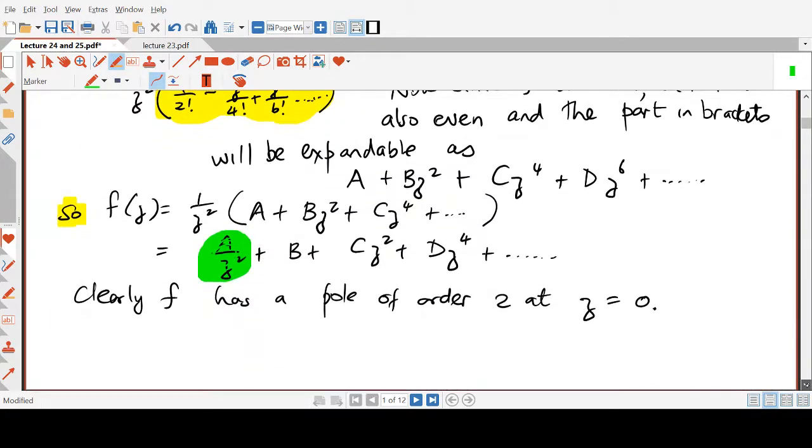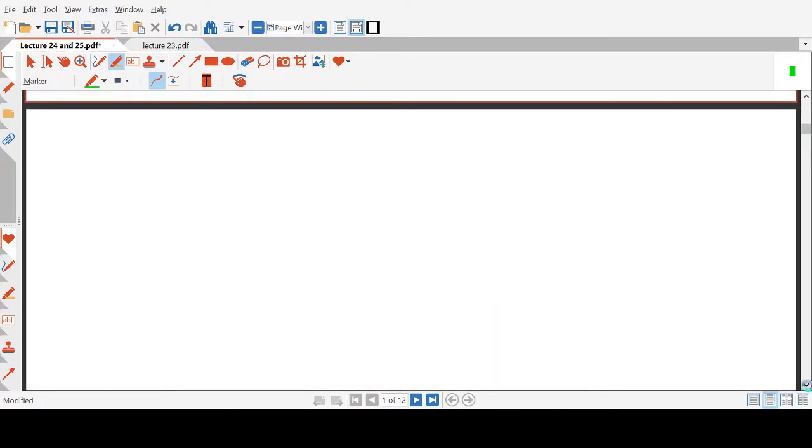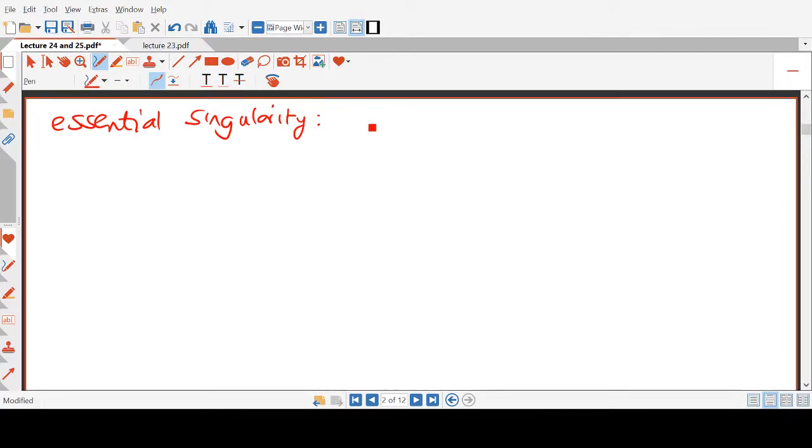All right, now let me talk about the word essential singularity. Just mention it briefly. The essential singularity. This is when the negative exponents are infinite. The n is infinite.